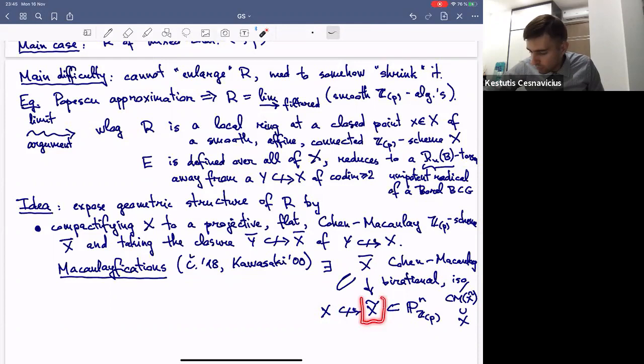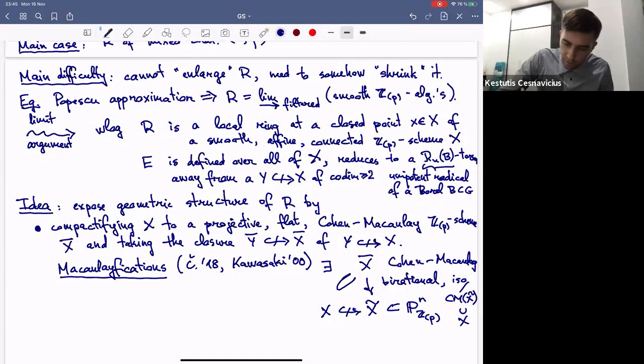quasi-excellent, say, a variety over a field or finite over Z localized at P or over Z, admits a proper birational map, projective birational map, which is an isomorphism over the Cohen-Macaulay locus of the base. So it admits this Cohen-Macaulay version of resolution of singularities, and this result was settled here without the isomorphy over the CM locus. This was already known by Kawasaki, at least for varieties over a field.